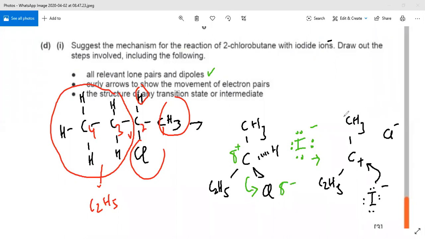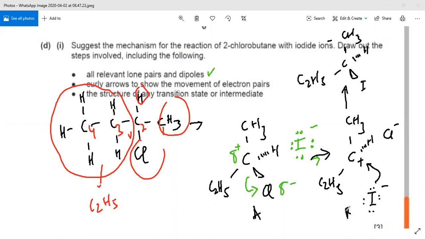C2H5, C, CH3. All right, and then I have an I here, and then I have an H. Sorry, this one I still have H. So this process from A to step B happens in a slow step, but from B to C, so let's say this one is C, it happens as a very fast reaction. So I now have this one.